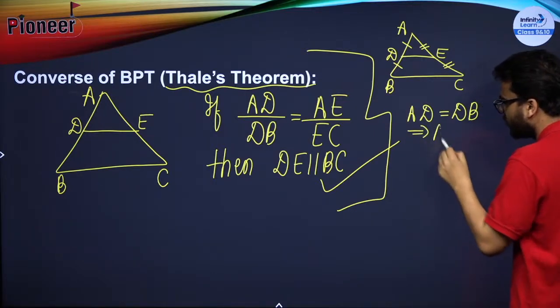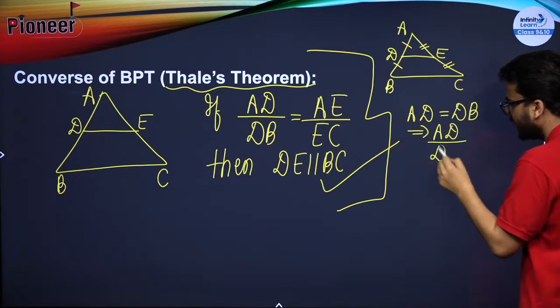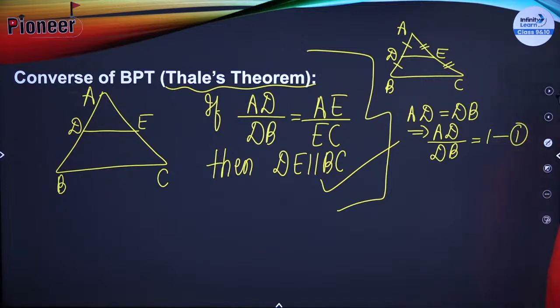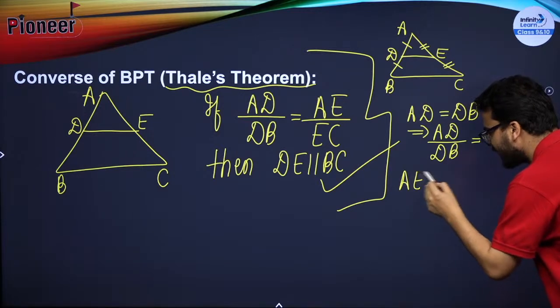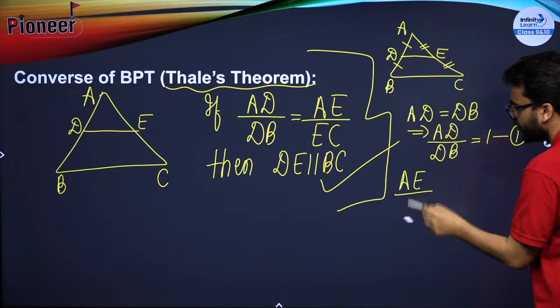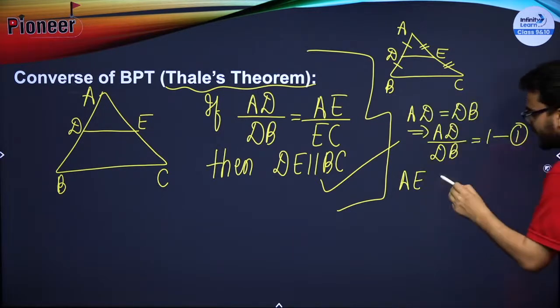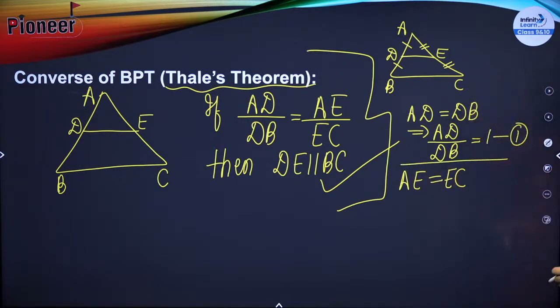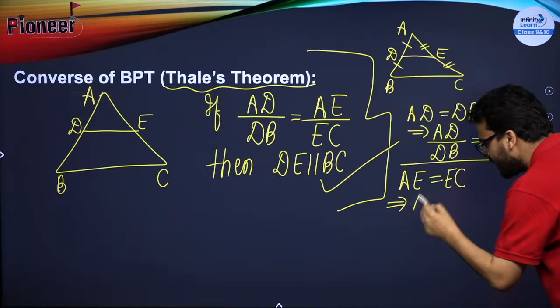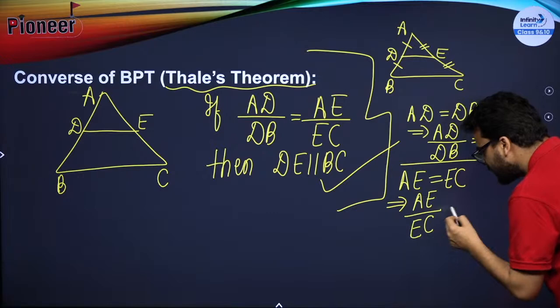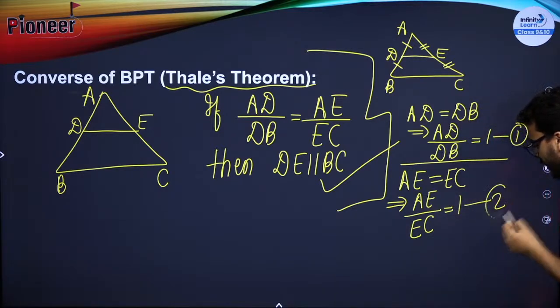So from here, can I not say that AD by DB is equal to 1 only? Do you agree with me? Suppose this is the first equation. In the same manner, E is the midpoint of AC. So can I not say that AE is equal to EC over here? We can say that AE is equal to EC over here because E is the midpoint of AC. So can I not say that AE by EC is equal to 1? AE by EC is equal to 1. The second equation over here.